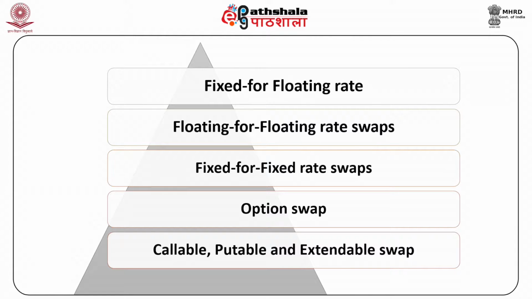The next is option swap. It is a combination of both swaps as well as option. It is hybrid in nature because it contains the special features of both option as well as swap. The next is callable, puttable and extendable swap. It is another kind of swap. It is basically related to the termination of a swap before, on and after maturity. If it is before, then it is called callable. On maturity, then it is puttable. And after maturity, it is extendable.